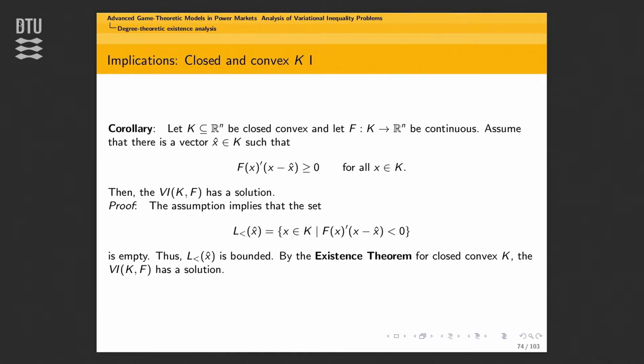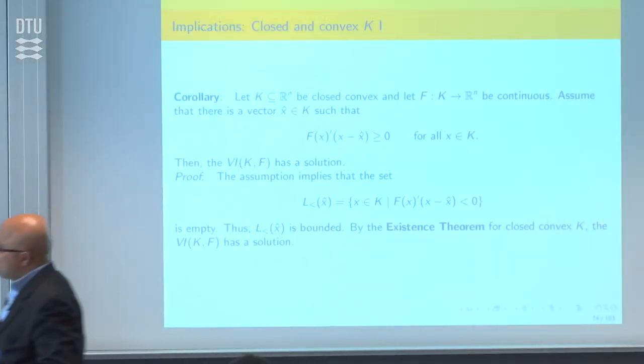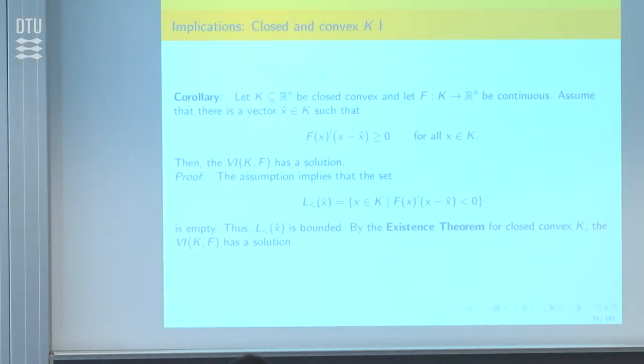Here's another one. Assume that there exists a vector x hat such that F(x) transpose (x minus x hat) is greater than or equal to 0 for all x. If this holds, then the VI has a solution.